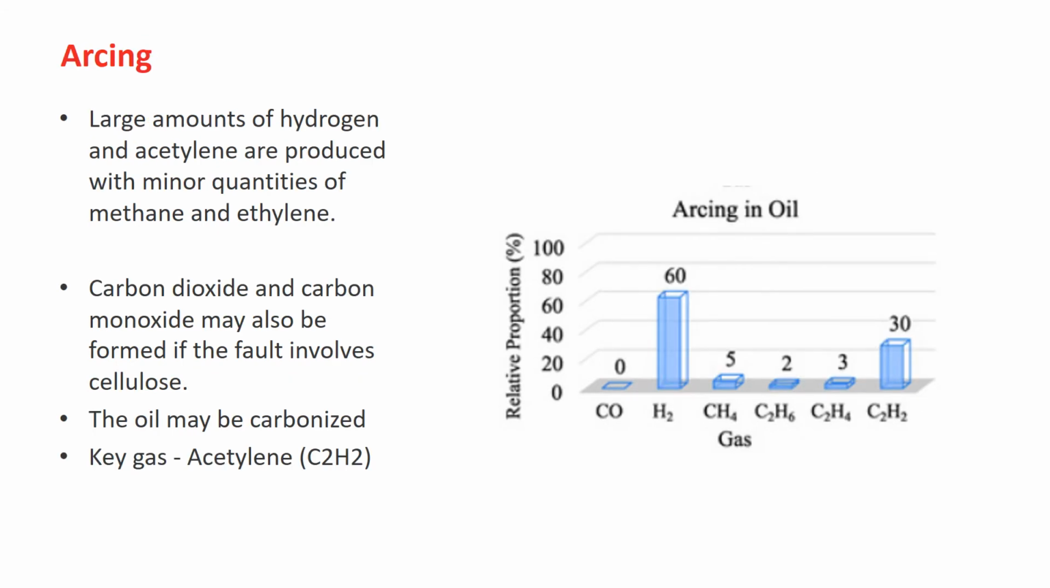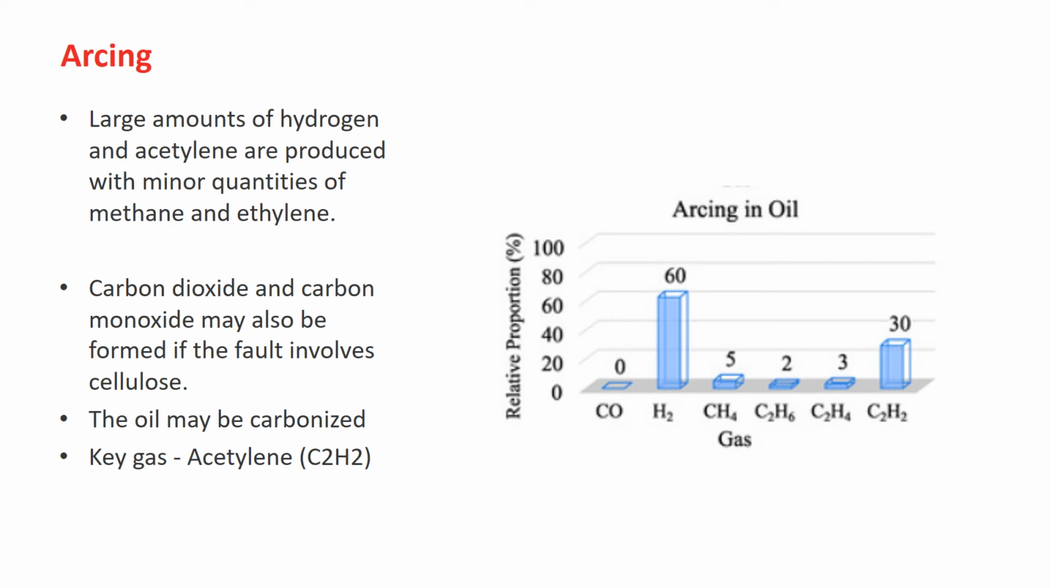Arcing. Arcing produces large amounts of hydrogen and acetylene with minor quantities of methane and ethylene. Carbon dioxide and carbon monoxide will also be formed if the fault involves cellulose. It may also result from thermal decomposition of cellulose. Cellulose is used to protect the internal part of transformers, so any sort of cellulose degradation will be detected during the oil sampling and monitoring. The arcing may carbonize the oil. The signature or the key gas of arcing is acetylene.